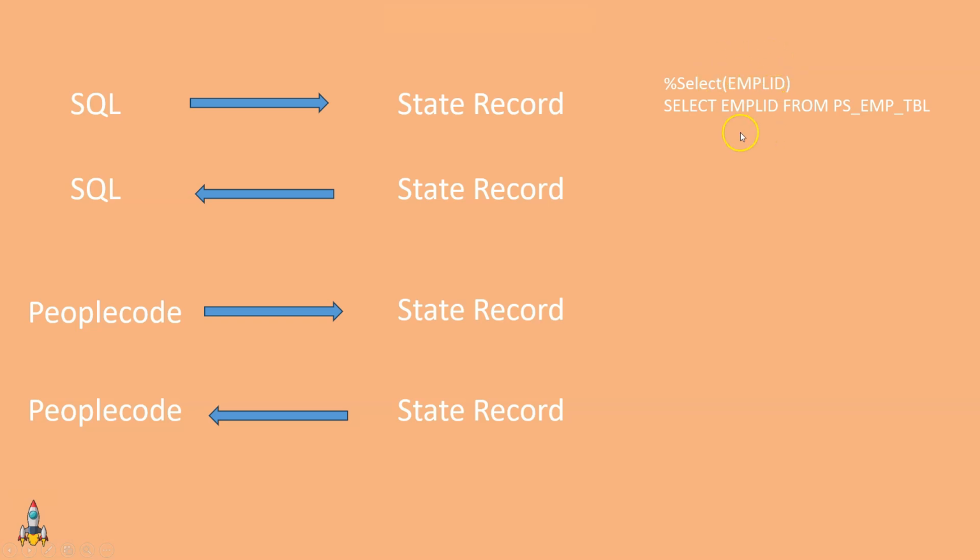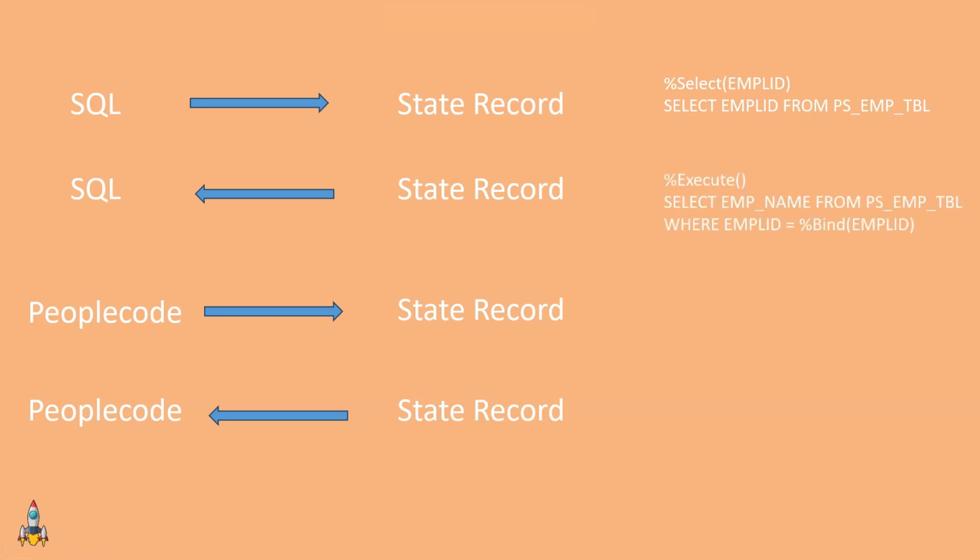In case we have multiple fields, for example, we want to store employee ID and employee name, we can separate the fields by using comma. So the updated statement will be %Select employee ID, comma, employee name, and then the actual select statement, which will be select employee ID, employee name from the employee table.